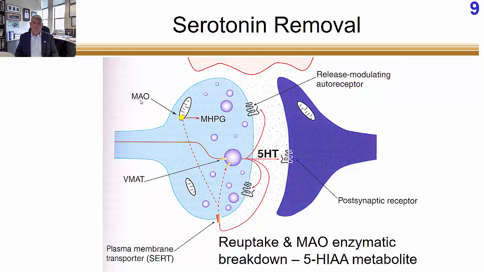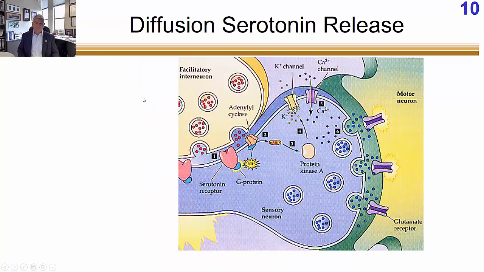Again, both of those are targets in terms of increasing serotonin, as we'll talk about when we talk about major depressive disorder, with SSRIs, selective serotonin reuptake inhibitors, so drugs that are going to block the ability to reuptake serotonin, or MAOIs, monoamine oxidase inhibitors, that are going to block the ability of MAO to break down serotonin. All right.